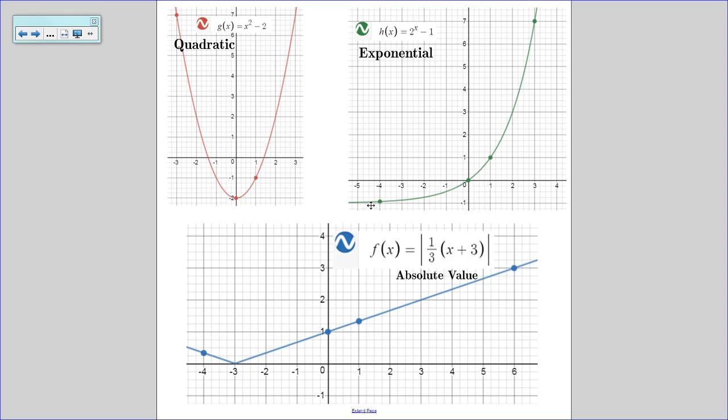This exponential function at the top right has x in the exponent, and we can tell it's not linear because the pattern doesn't stay the same. Here it goes up 1 over 1, but then here it goes up 6 over 2, and that's just not the same pattern.